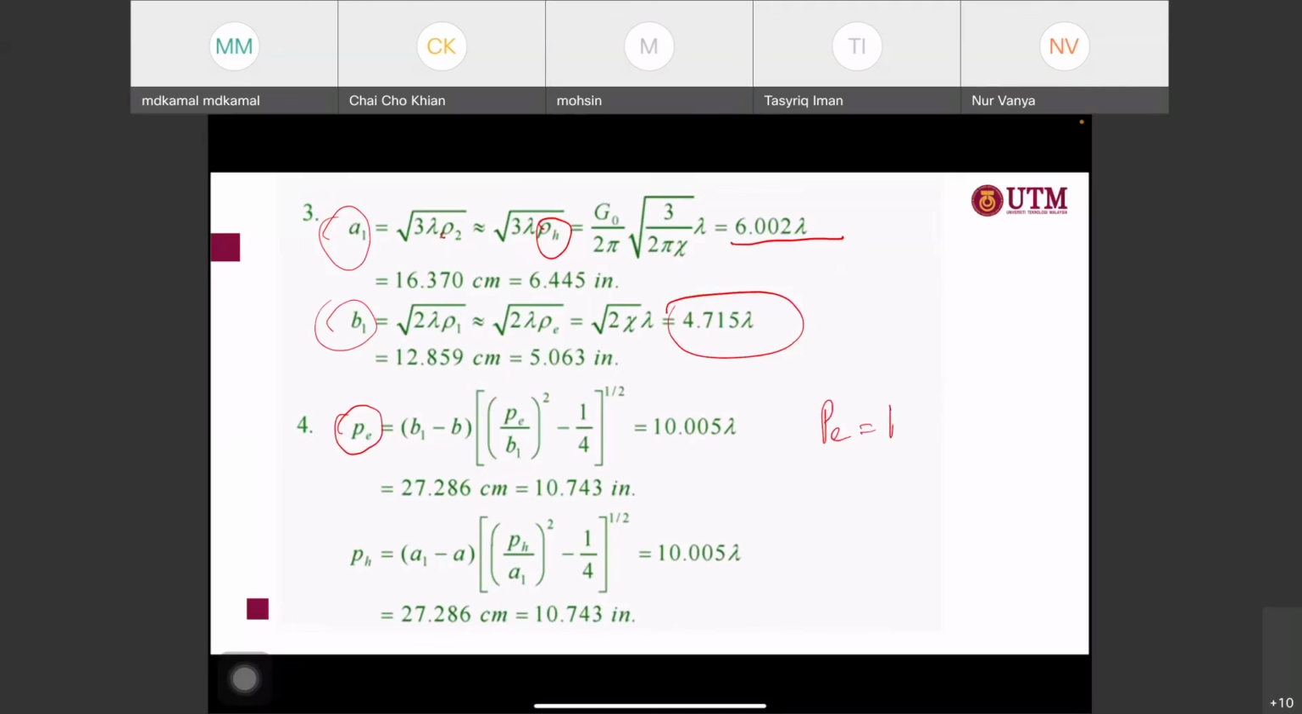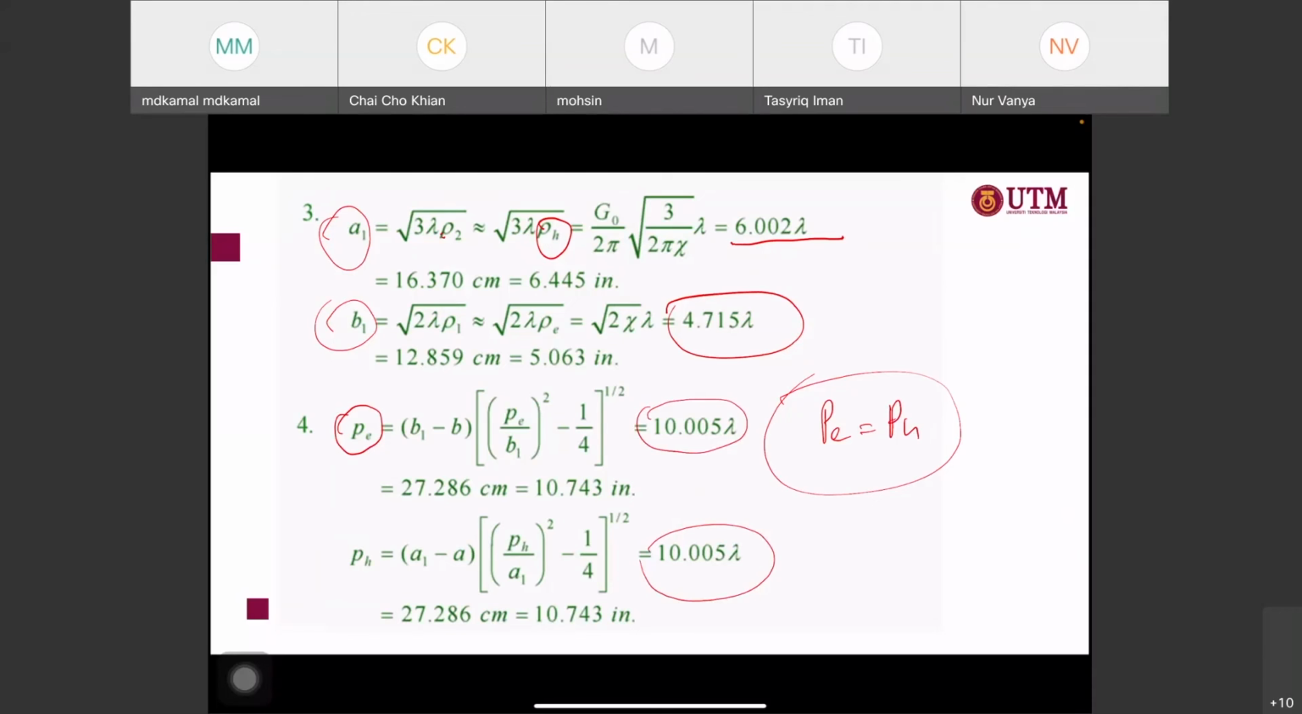And then after that, you put back into this equation, because you know that you need to find PE should be equal to PH here. So this is a very important criteria that you need to find out, so that you will get the correct pyramidal horn type of antenna. Okay, so once you calculate, you got these two values is the same.